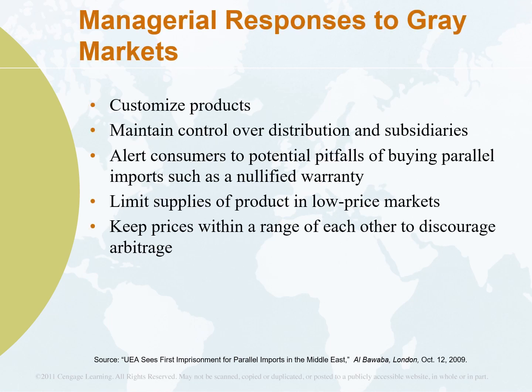Also, how to manage the response to gray markets. You may want to customize the product to different markets, so they're not the same. You can maintain control over distribution and subsidiaries. You can alert consumers to potential pitfalls of buying parallel imports, such as nullified warranty. You can limit supplies of product into low-price markets. You can keep prices within range of each other to discourage arbitrage.